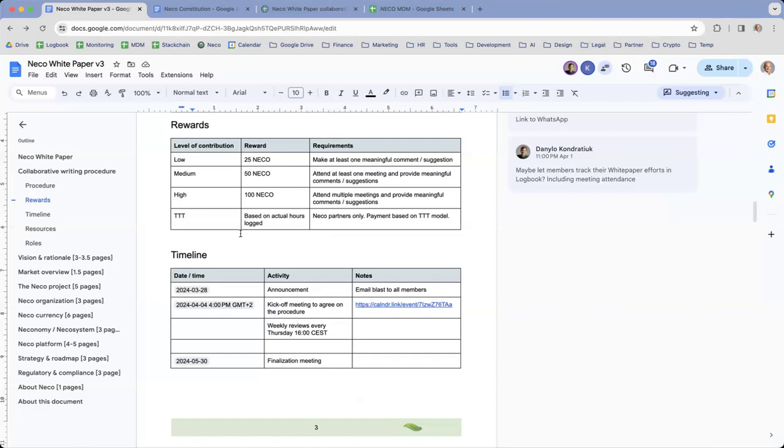For the partners that work for us and get paid by us, you would simply log your hours as you do today on the task called white paper, and we pay you based on the hourly rates that are agreed.